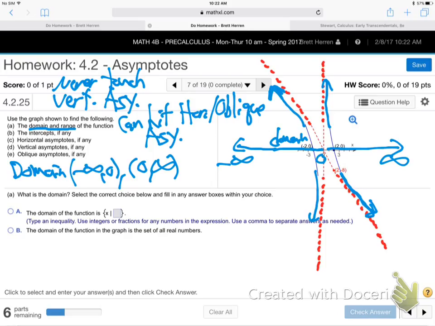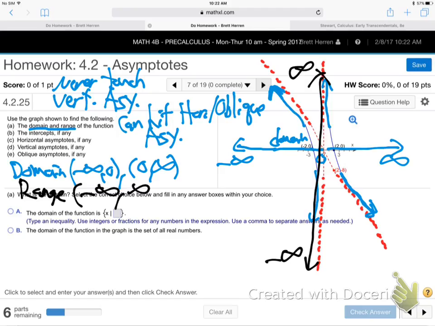Range is the up and down. What do you guys think about the range? Yeah, it goes as low as you want to go, and as high as you want to go. There's the graph, down, down, down forever, and up, up, up forever. No breaks. Everybody see sideways, the domain is broken at 0. No blue graph ever hits the very middle. It gets real close, but never hits it. But vertically, the graph hits all the y values: negative infinity to positive infinity.